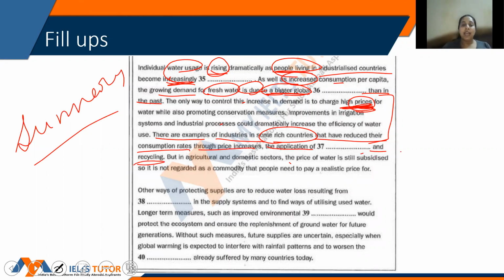And the question is, what are they talking about along with recycling? What is applied? What is applicable? Now, what are they applying with recycling?